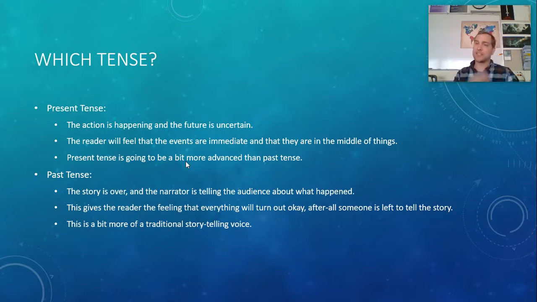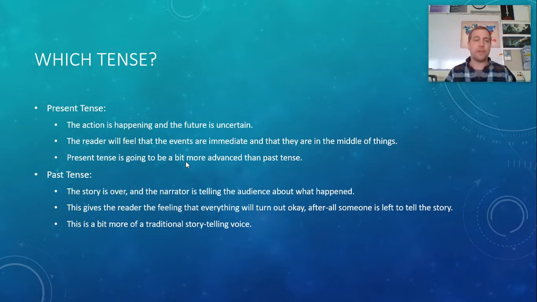So with the past tense, the story is over, and the narrator is telling the audience something that happened. And so you have like this old man sitting down and telling about his past, or somebody may say, "Let me tell you what happened to me yesterday." The story is done, and because of this, oftentimes when you tell a story in the past tense, there's this feeling that everything is going to be okay. I mean, after all, somebody's left alive to tell the story, so it couldn't have gone all bad. The narrator is going to survive. We know because they're in the future telling us the story of the past.